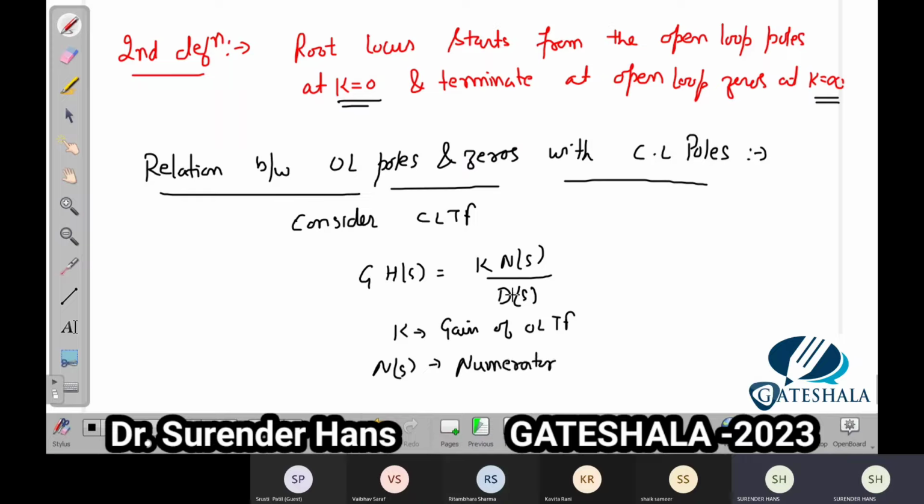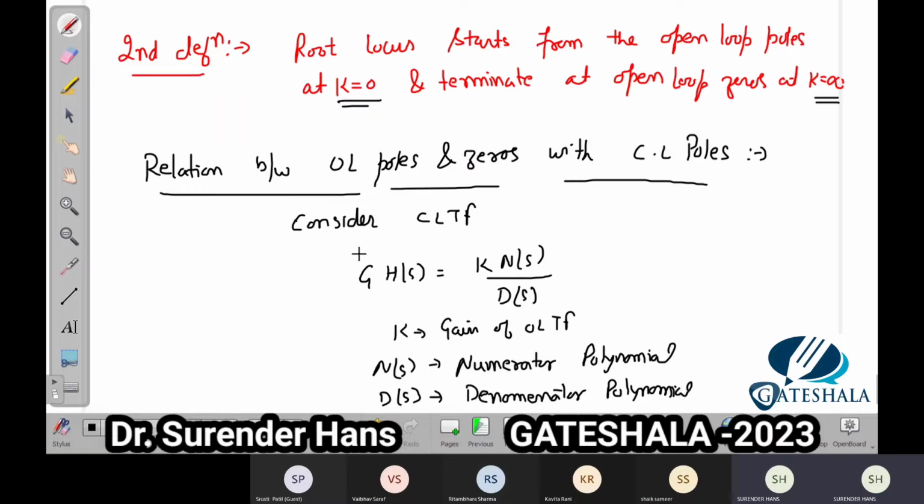Generally, I denote this numerator and denominator as N and D, in place of (s+1), (s+2), something. N(s) is the numerator polynomial. And D(s) is the denominator polynomial of the open loop transfer function. Correct?